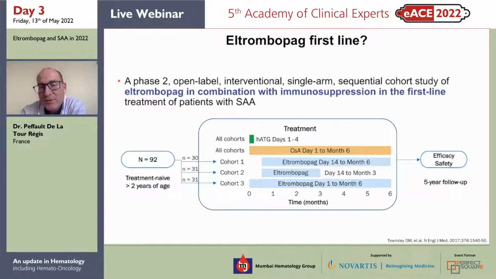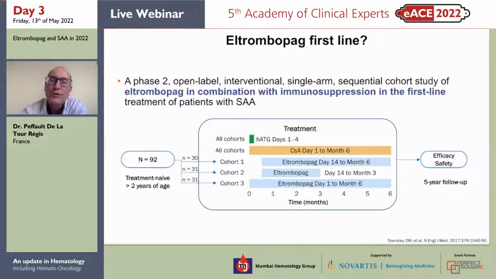So in this context, as you may imagine, eltrombopag first line came into the picture. And also because, as you know, in 2012 there were some interesting results in patients with refractory aplastic anemia. There was this phase 2 prospective clinical trial run at NIH, published in 2017 in the New England Journal, which suggested that possibly eltrombopag might be interesting first line in patients with severe aplastic anemia. The standard treatment was the association of horse ATG plus cyclosporine from day 1 to month 6.